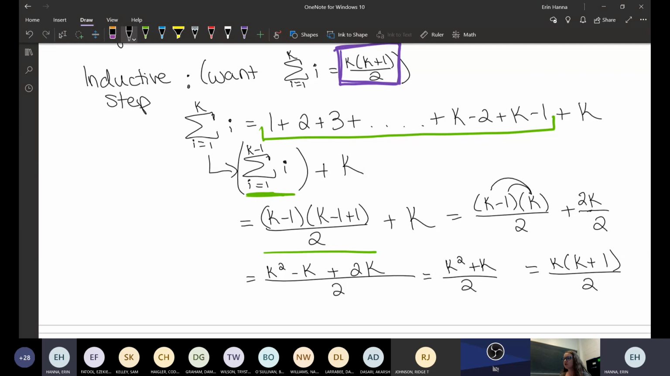So we could say by induction, essentially what we have, the sum from i equals 1 to n of i, is equal to n times n plus 1 over 2 for all n greater than or equal to 1.